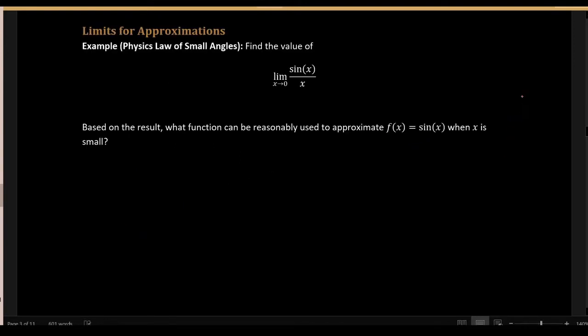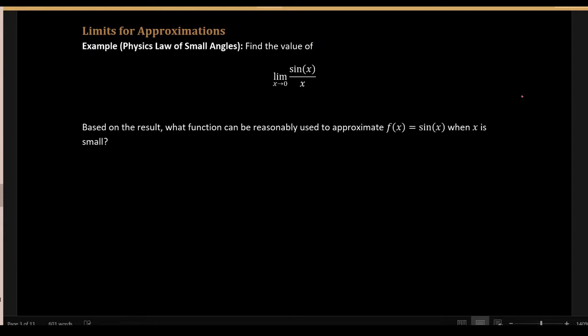Now, one of the really cool things about limits is that they give you a way sometimes to take a complicated function and approximate it by a much simpler function. One of the most famous examples of something like this is in something that's sometimes called the physics law of small angles. To set up what is happening in this law, let's start by finding the value of the limit as x approaches 0 of sine of x over x. You might remember this one from the start of yesterday's video.